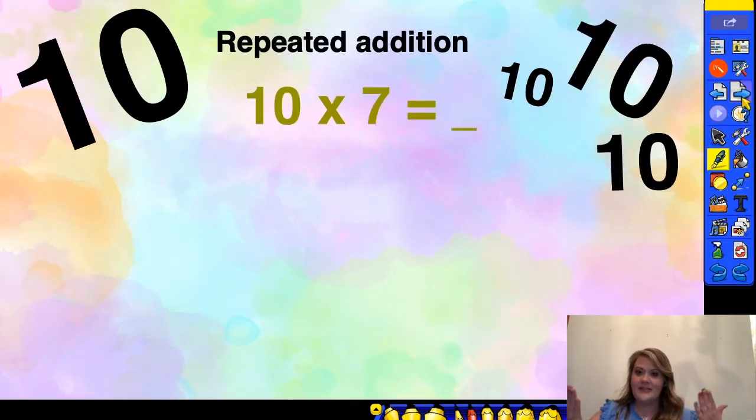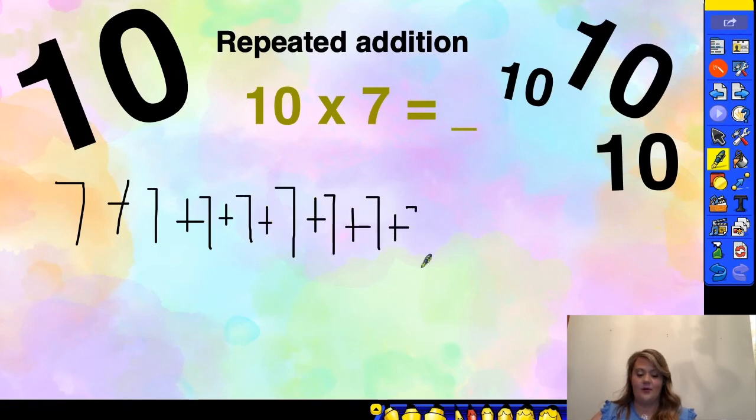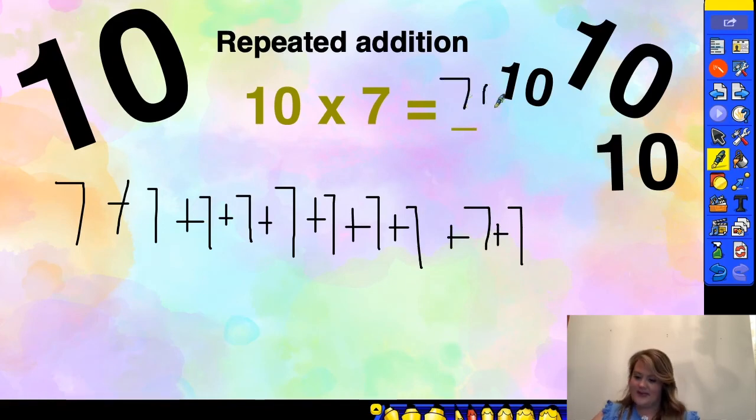So last but not least, we have repeated addition as a strategy, and we literally have 10 times 7, or 10 groups of 7. So I'm going to add 7 together 10 times. So 7 plus 7 plus 7 plus 7 plus 7 plus 7 plus 7 plus 7. Let's see how many we have. 1, 2, 3, 4, 5, 6, 7, 8. So we need 2 more. Plus 7 plus 7. And when I add 7 together 10 times, I get 70. So 10 times 7 is 70.